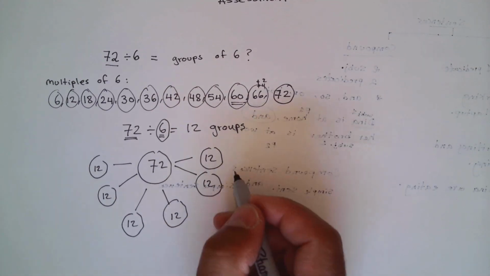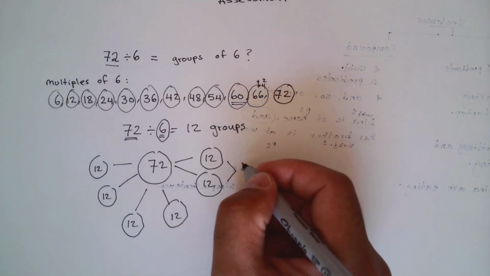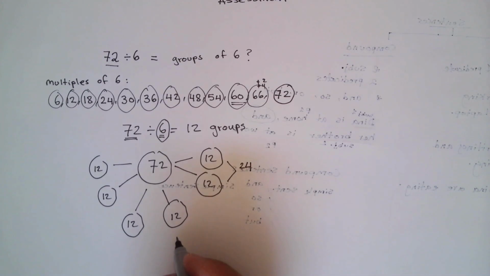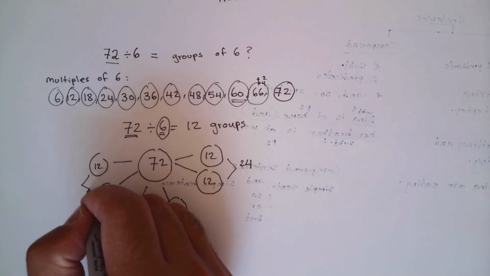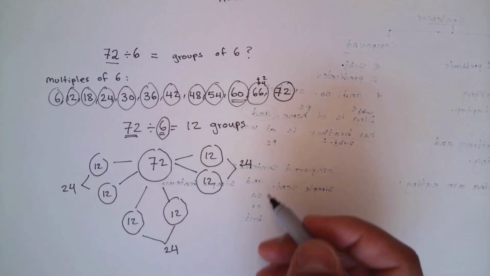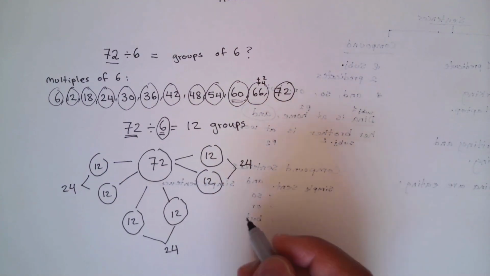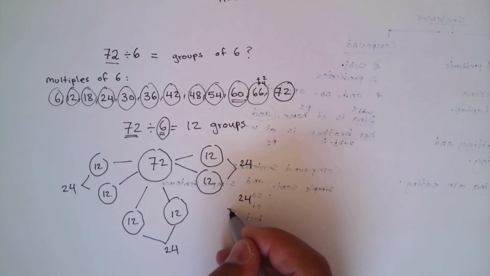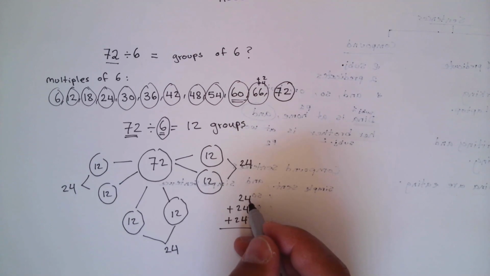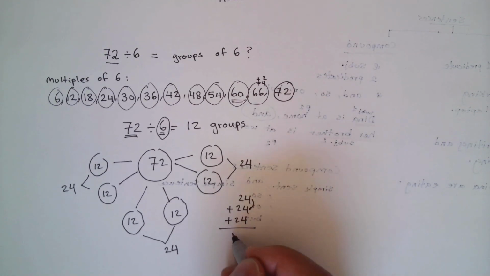12 plus 12 gives us 24. So if we were to add 24 three times, 24 plus 24 plus 24, that gives us: 4 plus 4 is 8. 8 plus 4 is 12. So I'm going to write 12.